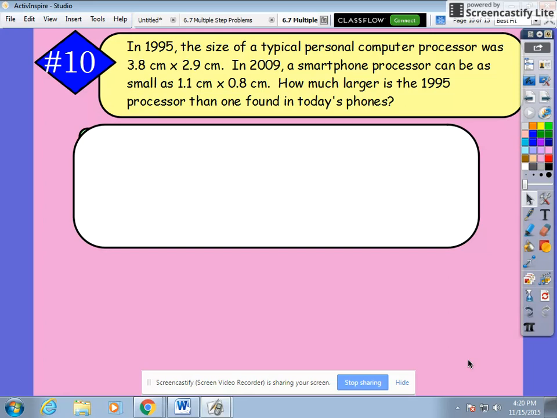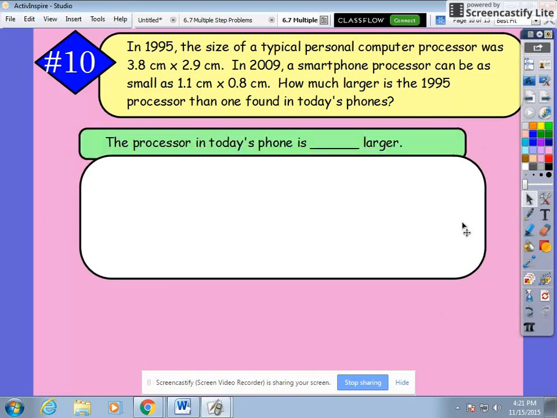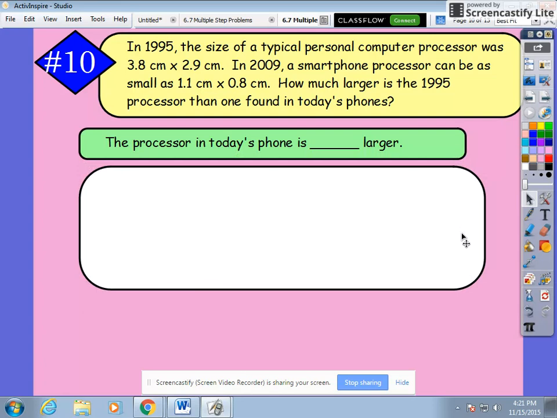Now, notice this is a little dated because this information was from 2009. I am sure that they are much smaller now. But let's use the information that we have here. First, we need to have a sentence. So notice that my sentence is, the processor in today's phone is blank larger. And we know that that is going to be in square centimeters.